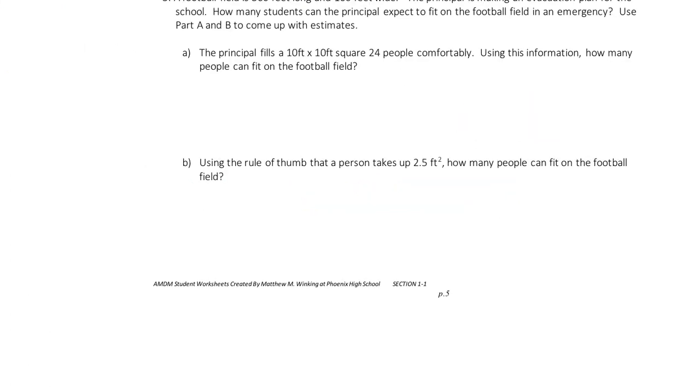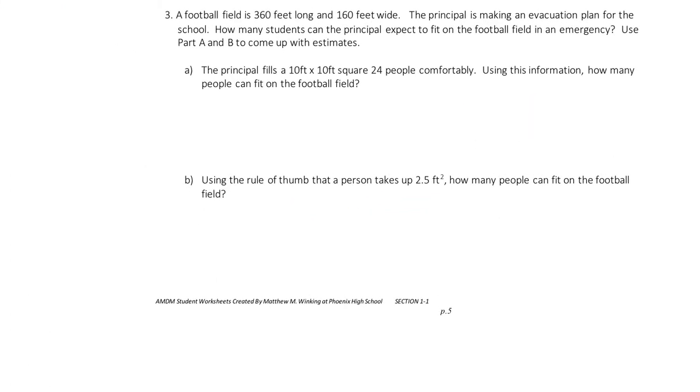All right, so for question 3, it says a football field is 360 feet long and 160 feet wide. So it's always a good idea to draw a little example of what's going on, okay? The principal is making an evacuation plan for the school. How many students can the principal expect to fit on the football field in an emergency? Use part A and B to come up with estimates.